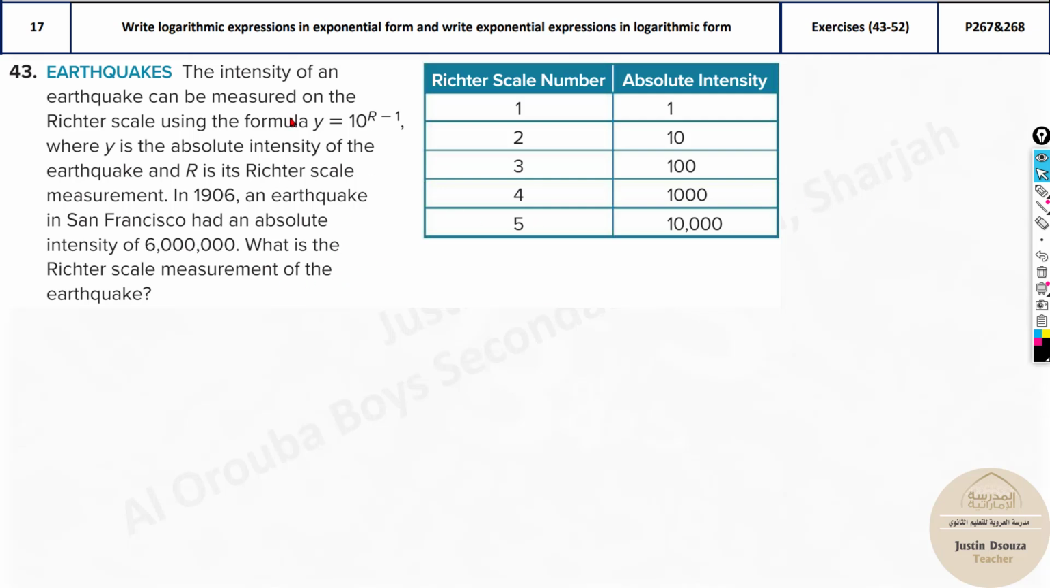Now, how we solve is they have given the equation over here. So all we need to do is start with that equation and substitute all the given values: y equals 10 to the power r minus 1. Now they have mentioned here y is the absolute intensity, and they have given us the absolute intensity. So let's write it, 6 million. So 6 million is equal to 10 to the power r minus 1. We need to find r, the Richter scale number, where r is the Richter scale measurement, right? How do we solve this?